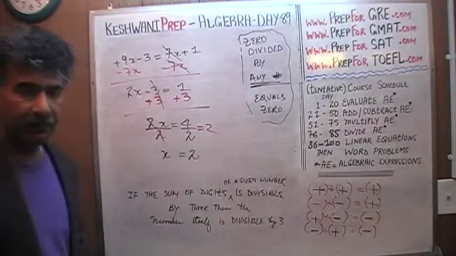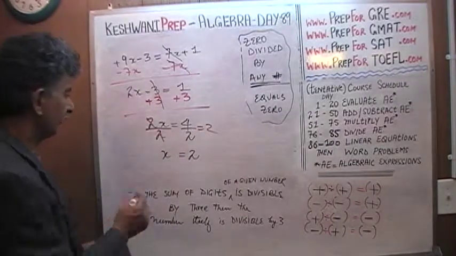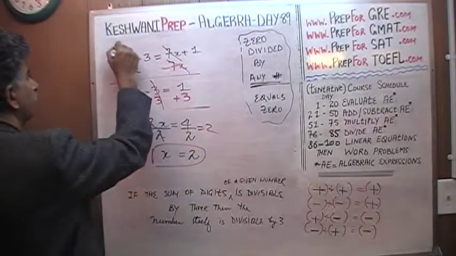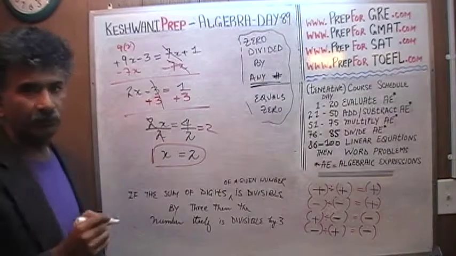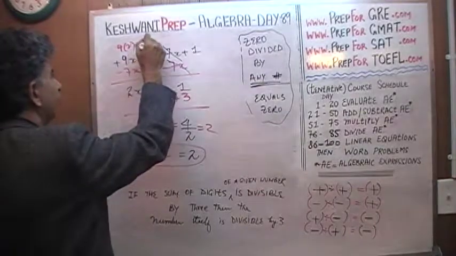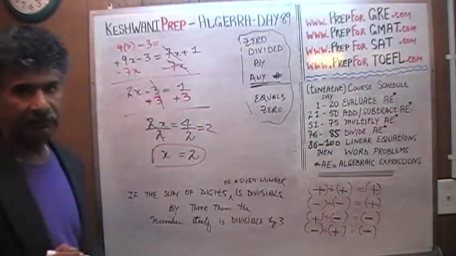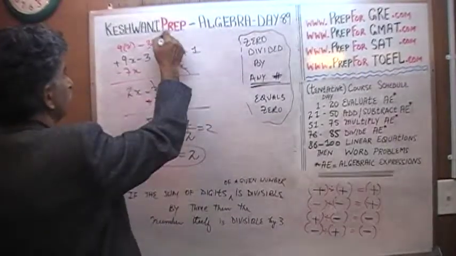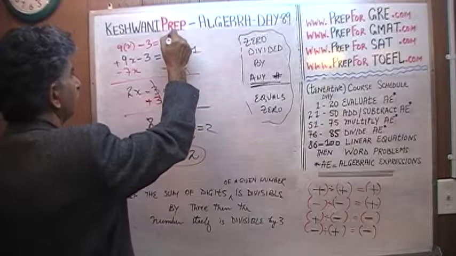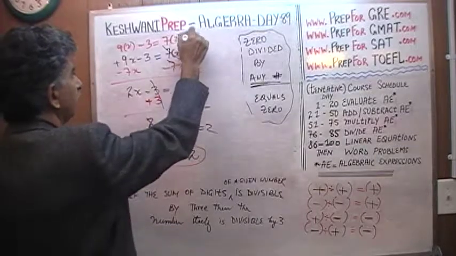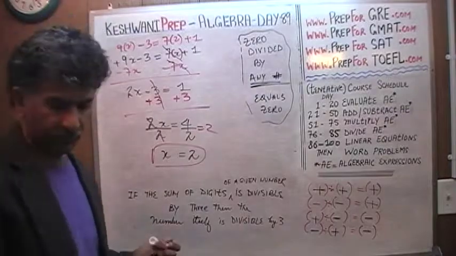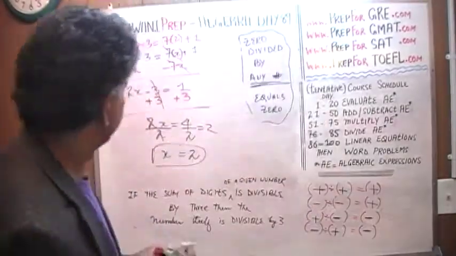Let's put it back in the equation and make sure that it works. Let's verify it. X equals 2. 9 times 2 is 18. 18 minus 3 is 15. We better get 15 on this side. X is 2, so 7 times 2 is 14. Plus 1 is 15. Well, it fits. It works. The answer is x equals 2.